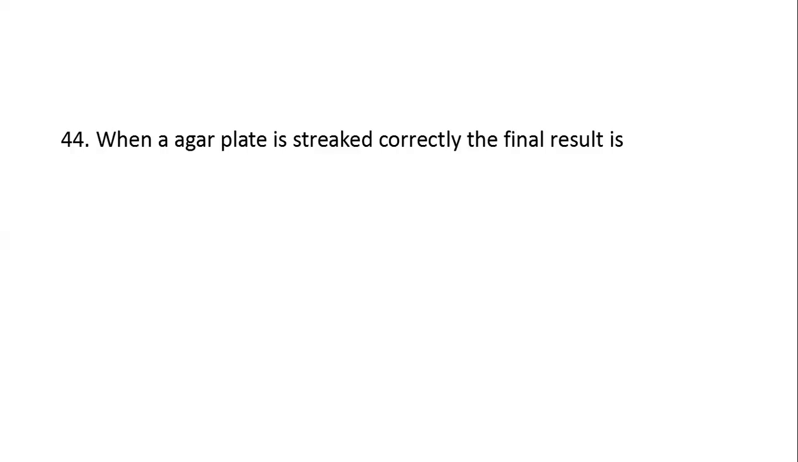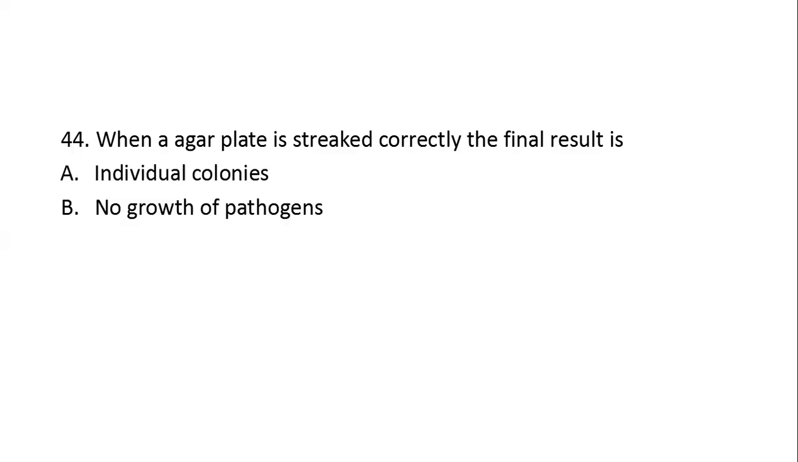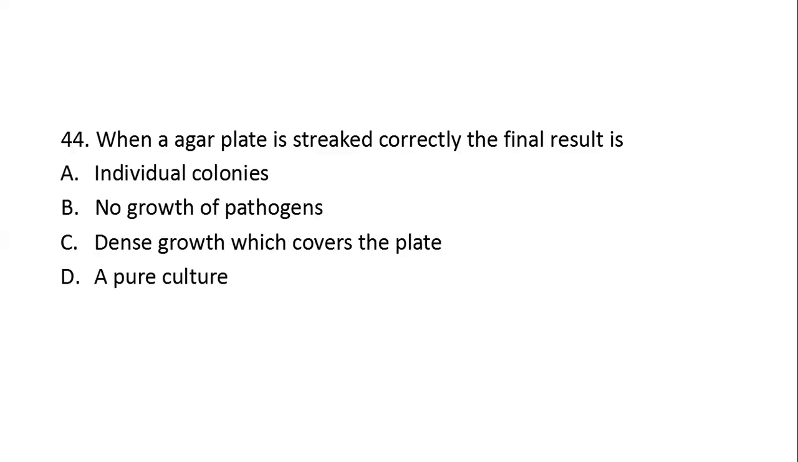Next question. When an agar plate is streaked correctly, the final result is option A, individual colonies. Option B, no growth of pathogens. Option C, dense growth which covers the plate. And option D, a pure culture. The right answer is option A, individual colonies.